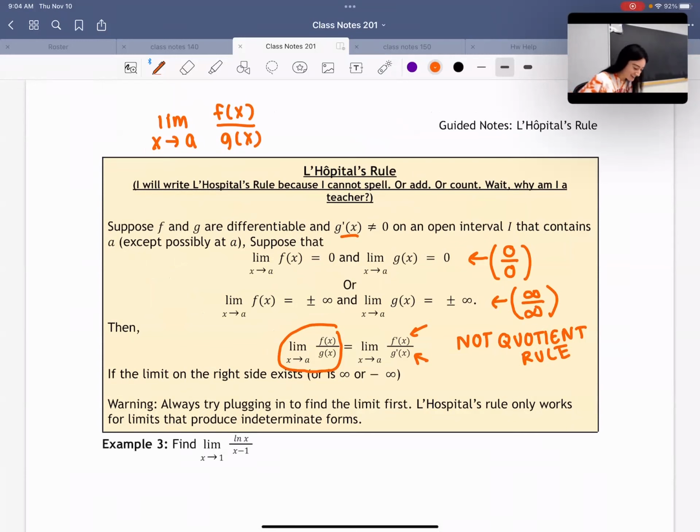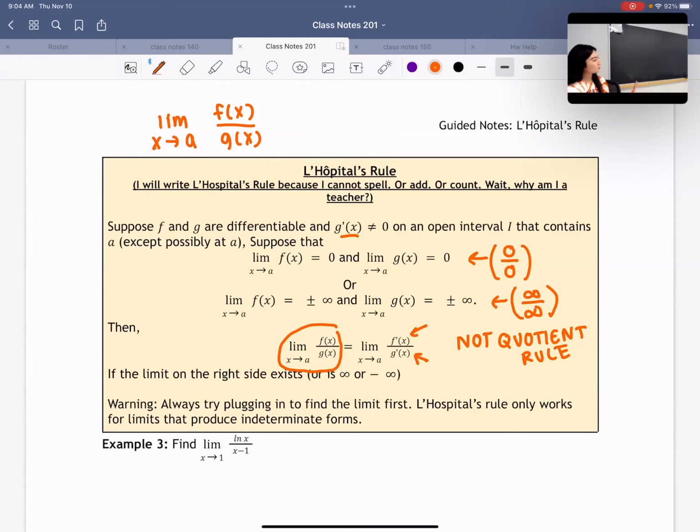All right. Let's just say we have a limit and we have a fraction and we plug it in and we either get 0 over 0 or infinity over infinity. Only those two work, okay? You're gonna take the derivative of the top, take the derivative of the bottom, and then take the limit of that one, okay? Now, I wanna give you a little warning. This is not the quotient rule, okay? So you're not doing what the quotient rule says. You're just taking the derivative of the top and the bottom, okay?